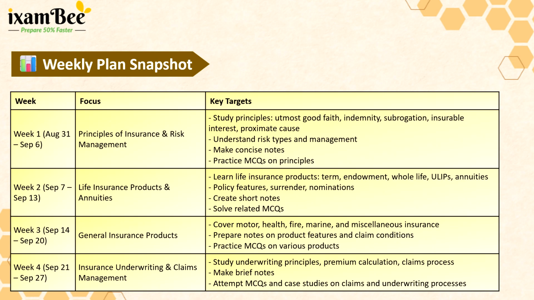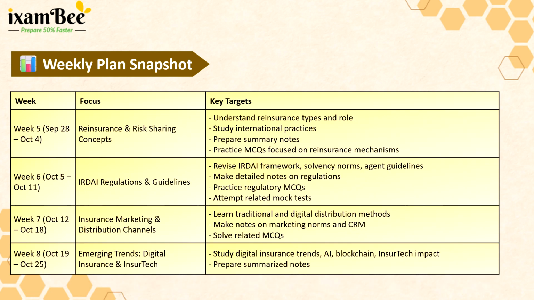Week 1 is principles of insurance and risk management. Week 2 is life insurance products and annuities. Week 3 we will cover the general insurance products. Week 4, which is from 21 September to 27 September, we will be covering underwriting and claims management. In the 5th week, we will cover the reinsurance and risk sharing concepts. In the 6th week, we will cover IRDA regulations and guidelines. And in the 7th and 8th week, we will cover insurance marketing and digital insurance respectively.